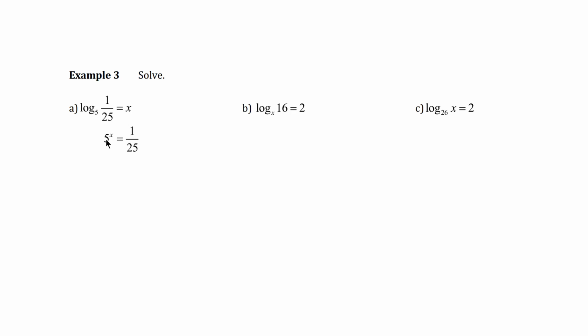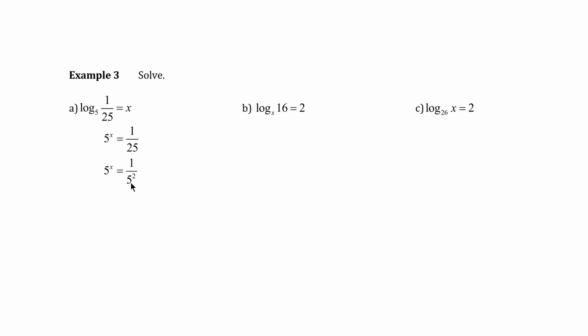We start off with the base of the exponent, which is 5. The exponent is going to be x, and then we set this equal to 1 over 25. From here, we need to rewrite 25 as an exponent with the base of 5. This would be 5 squared. So we have 5^x equals 1 over 5 squared.